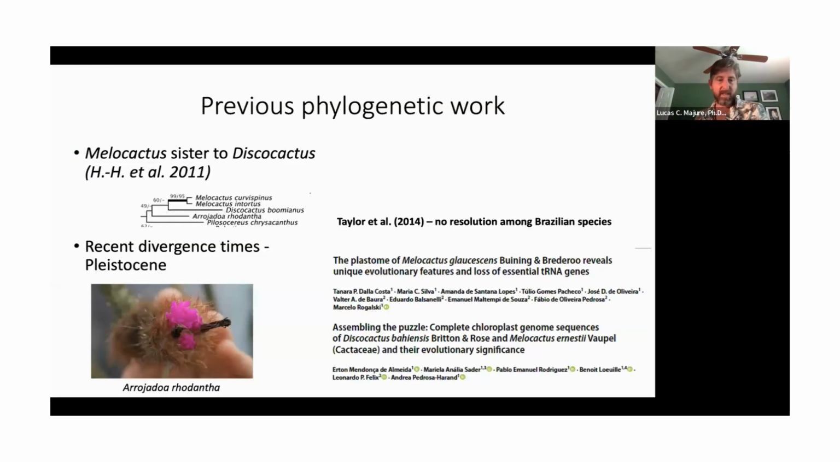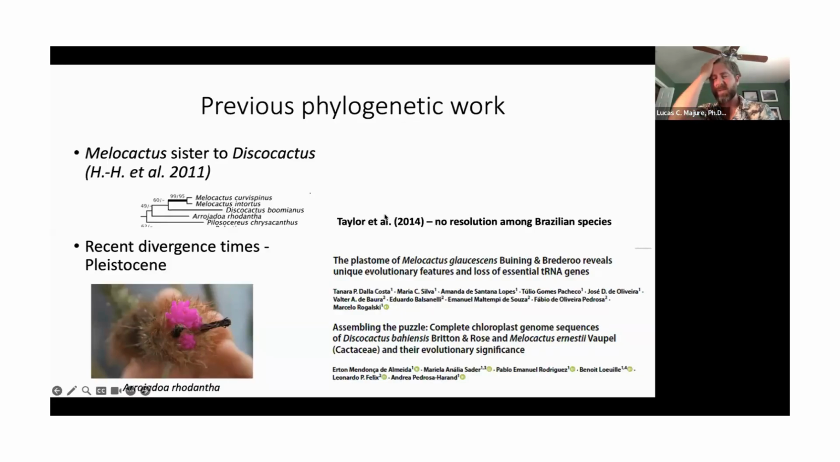There's some previous phylogenetic work in this group that gave us an idea of the closest relatives to Melocactus, and one of those was Hernandez et al. in 2011, who included Arrojadoa and Discocactus, and showed that Discocactus was a likely sister group to Melocactus, which makes perfect sense. You have this really high diversity in eastern Brazil, and that's part of the range of Discocactus as well. And morphologically, they look very similar. Tanya did find a recent divergence time during the Pleistocene for this group. So that gives us a hint that this could be a really young group of plants.